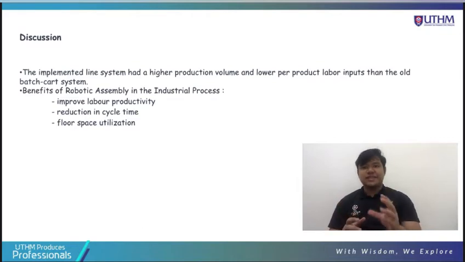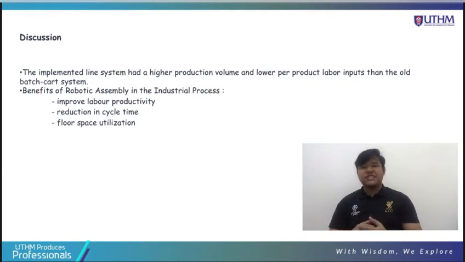The new implemented line system had a higher production volume and lower product labor inputs than the old batch cut system. The redesign of the production line system, which is the line conveyor system, and the addition of the robotic assembly station. The benefits of the robotic assembly system in the industrial process: the first one is we can improve our labor productivity, the second one is reduction in the cycle time, the third one is floor space utilization.